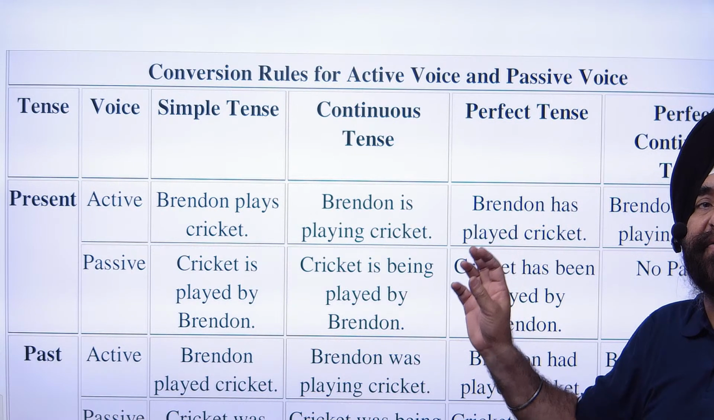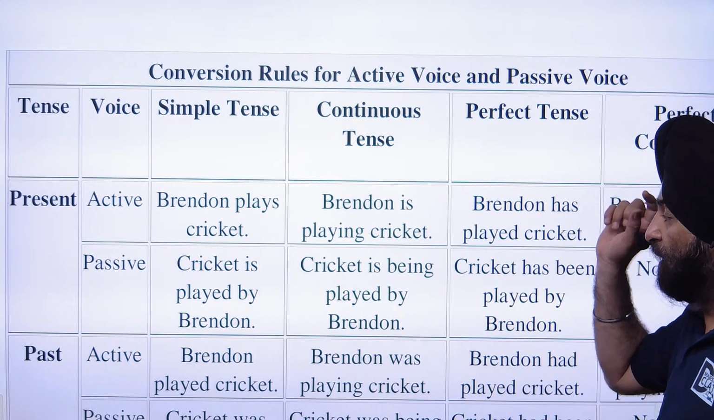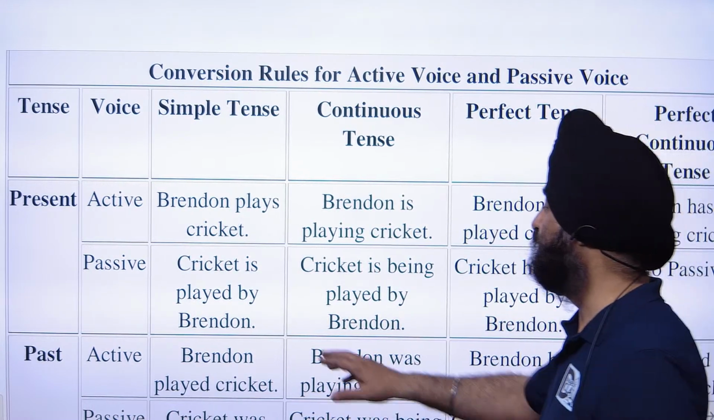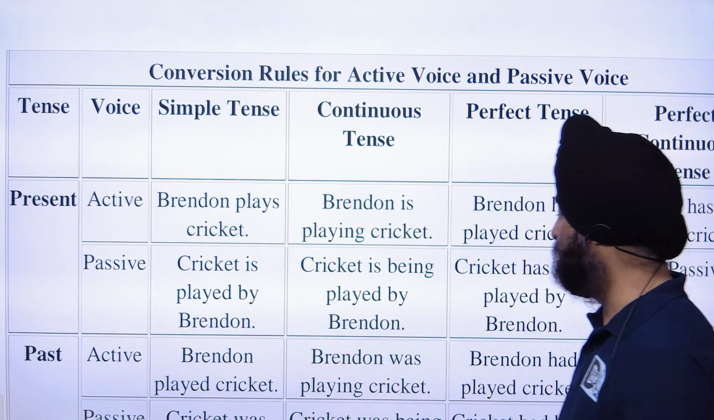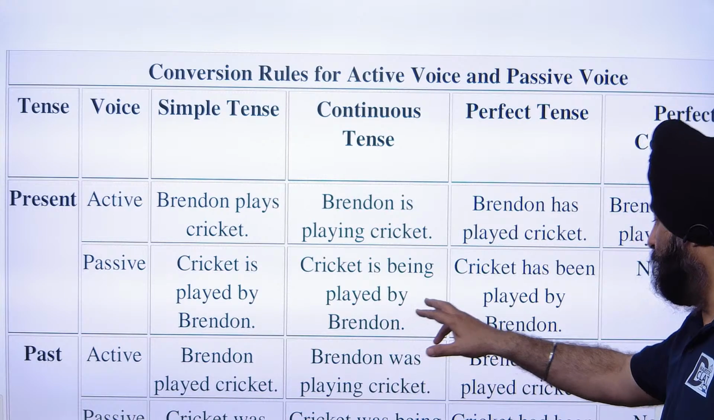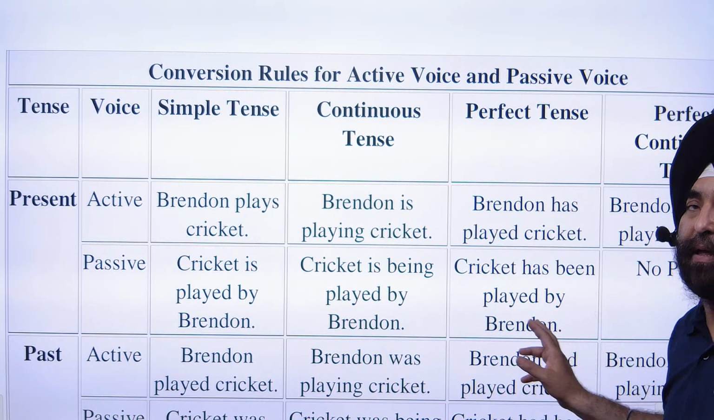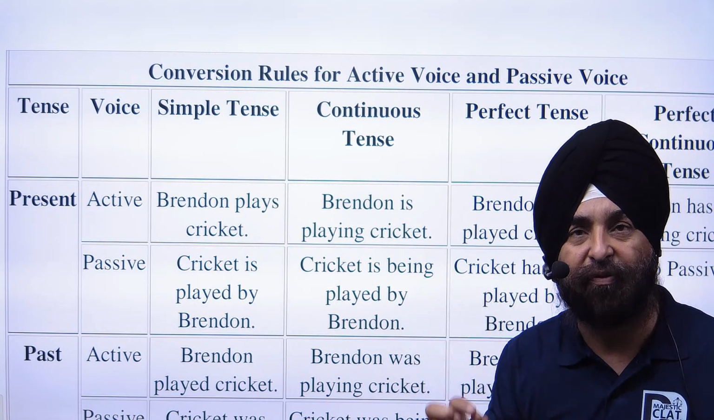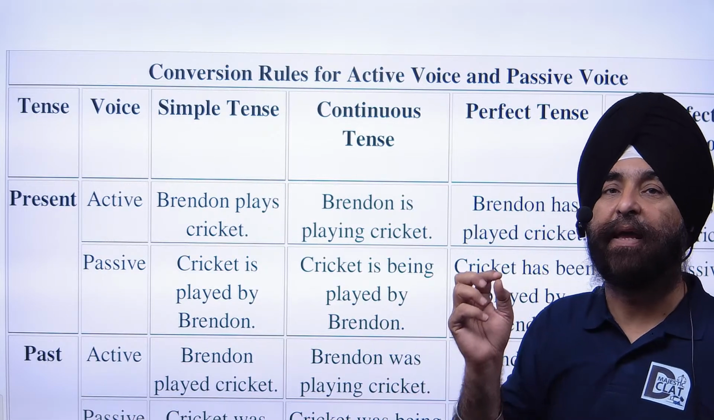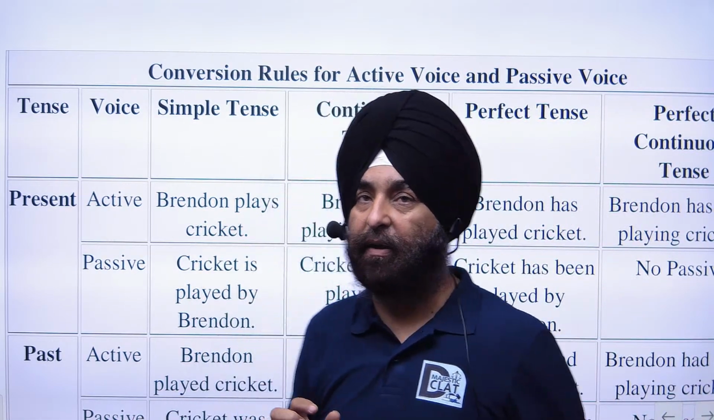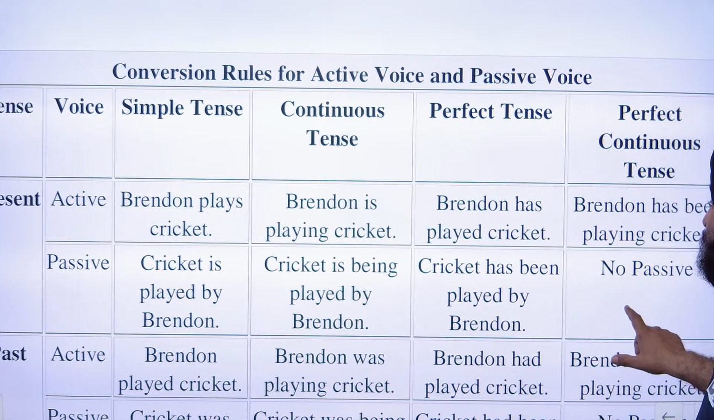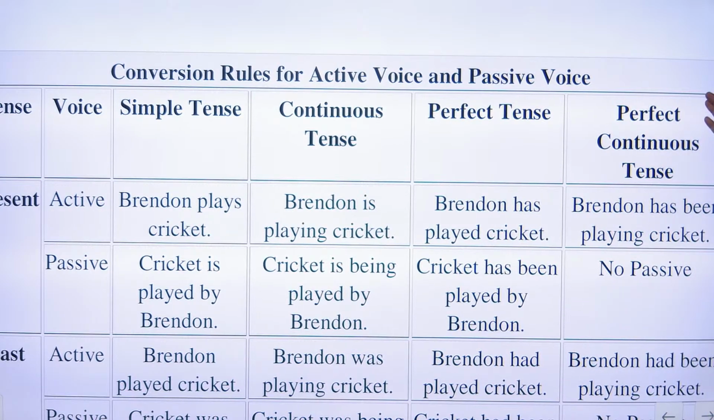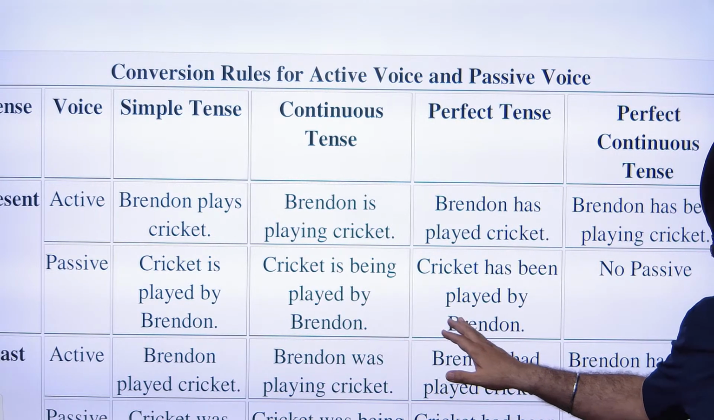You can say in all these sentences, you find one word as common, that is by. Cricket is played by Brendan, cricket is being played by, cricket has been played by. You would generally find this word by being used in the passive form. Now we don't have any passive voice for a perfect continuous tense like Brendan has been playing cricket. We cannot make a passive of the same.